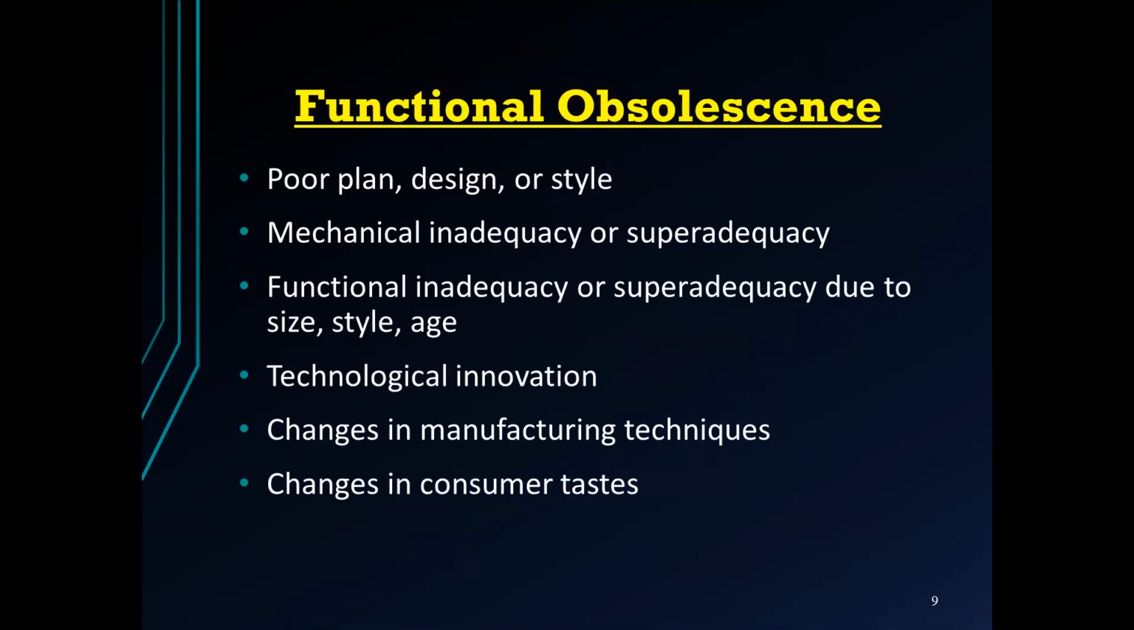But you can adjust for that functional inadequacy or super adequacy due to the size, style, age. We already talked about technological innovation a little bit with the computers. That's an easy one. Also changes in manufacturing techniques, so property that just isn't constructed the same as it used to be. That is a little bit easier to see on the real property side. On personal property, it can be there as well, but it's a little harder to see sometimes. And then changes in consumer tastes. You'll see that as well. Okay, so those can all be causes of some sort of functional obsolescence.